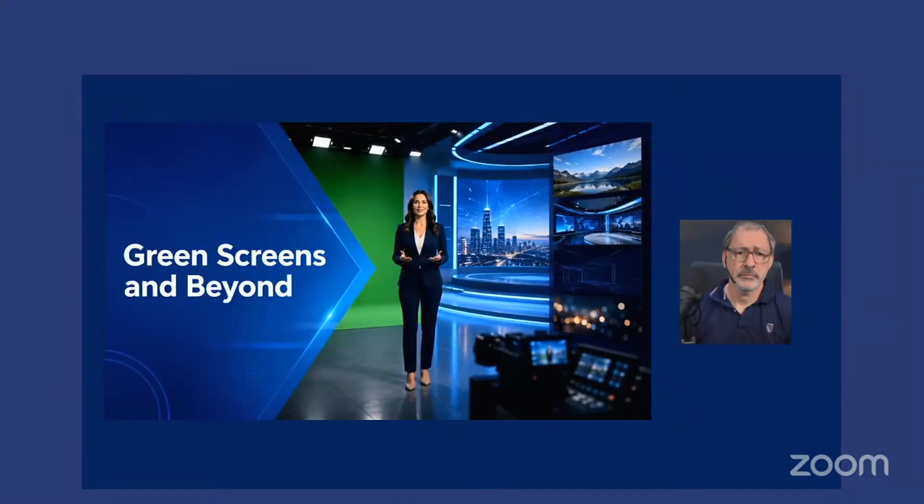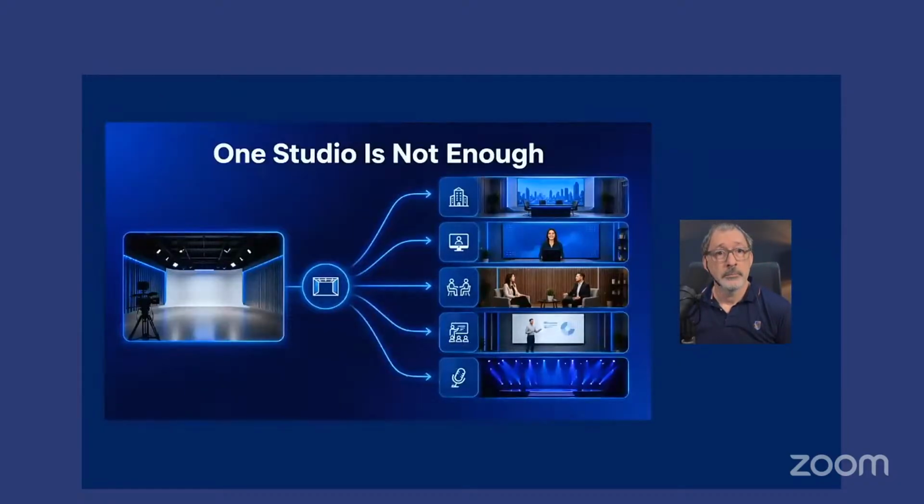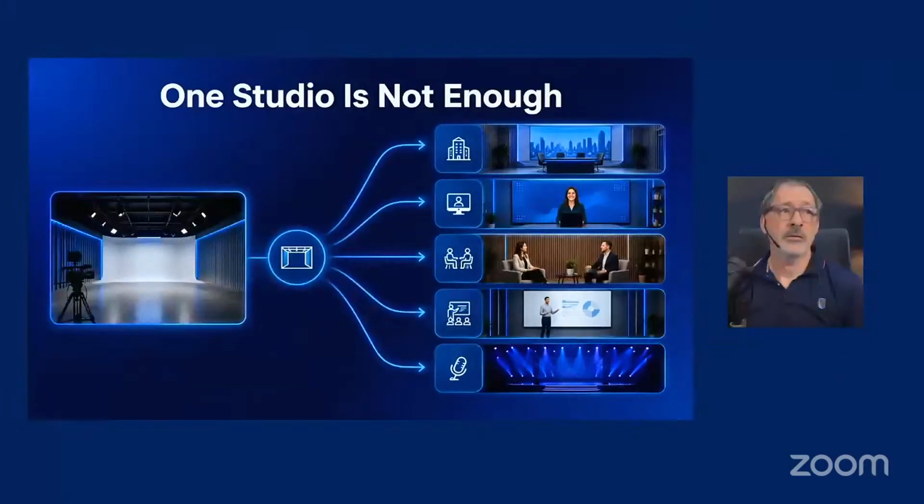So what can we do? Well, let's think about it. One studio is not going to produce the entire framework for us. We need to be able to divide our studio up into multiple things, which we can't do. We need some magic. We need something to make the back behind me disappear and put something else in its place. And that's when we talk about the traditional green screen.